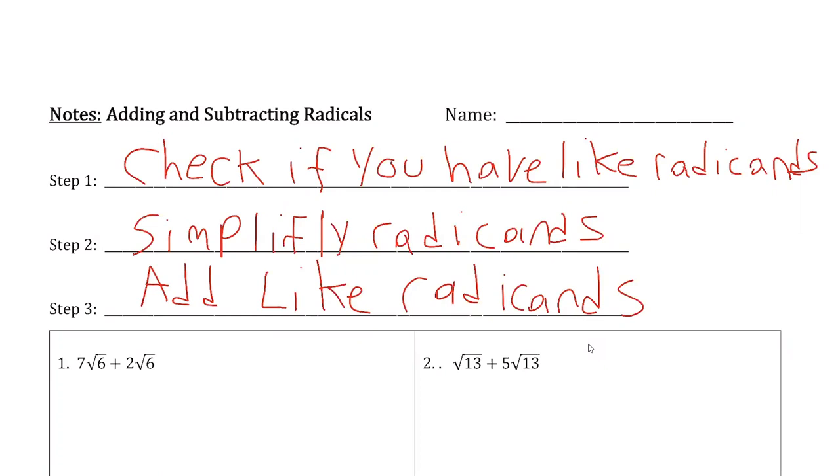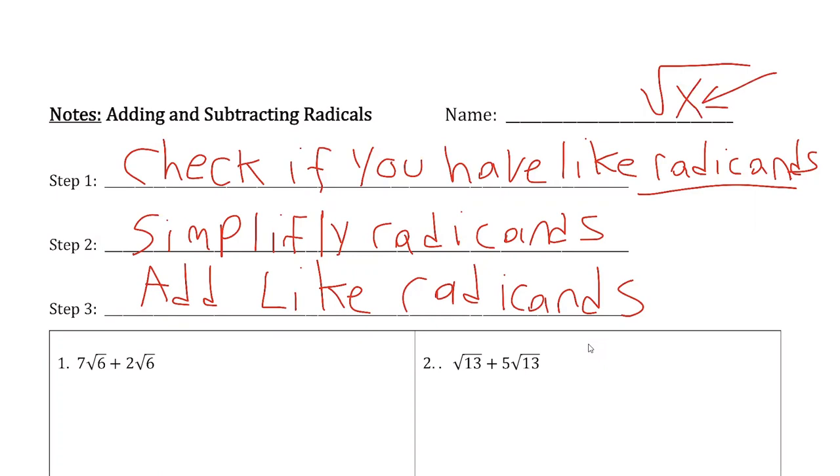The steps you want to do, and I kind of made these steps up myself, I don't know if this is the most proper way to think of it, but the first thing you want to do is always check if you have like radicands. If you remember from the Ed puzzle, or if you haven't had a chance to watch it yet, a radicand is just the number underneath the radical. So X would be my radicand there. The reason is, if you have like radicands, then you can just add or subtract right away.